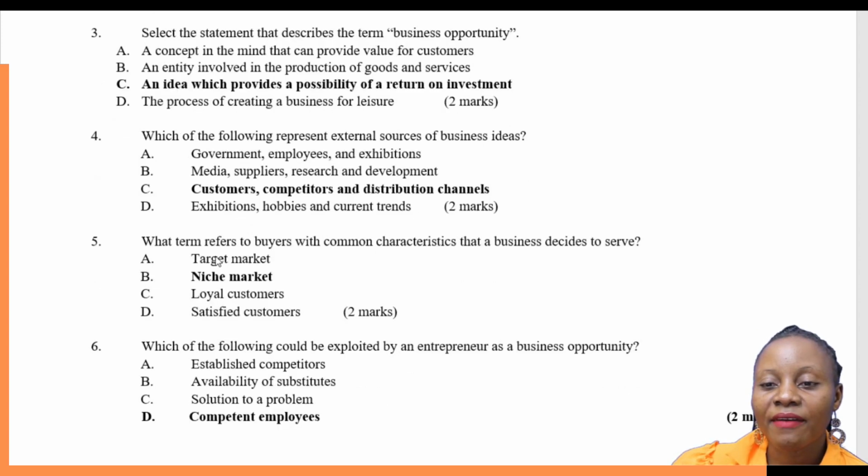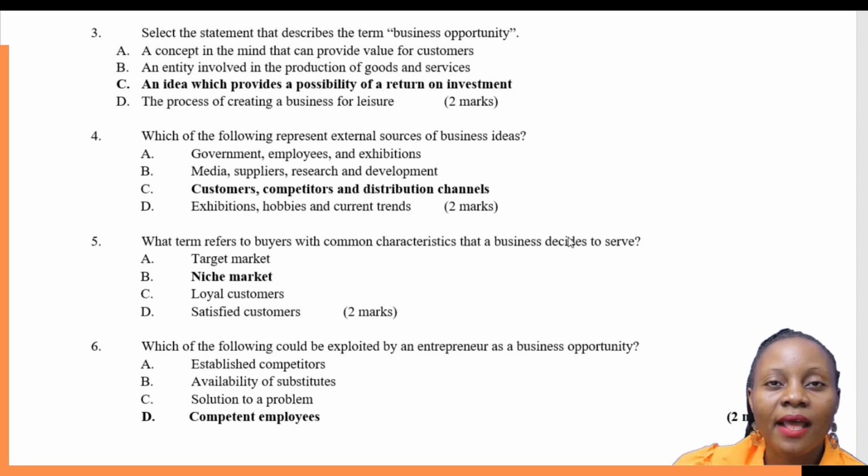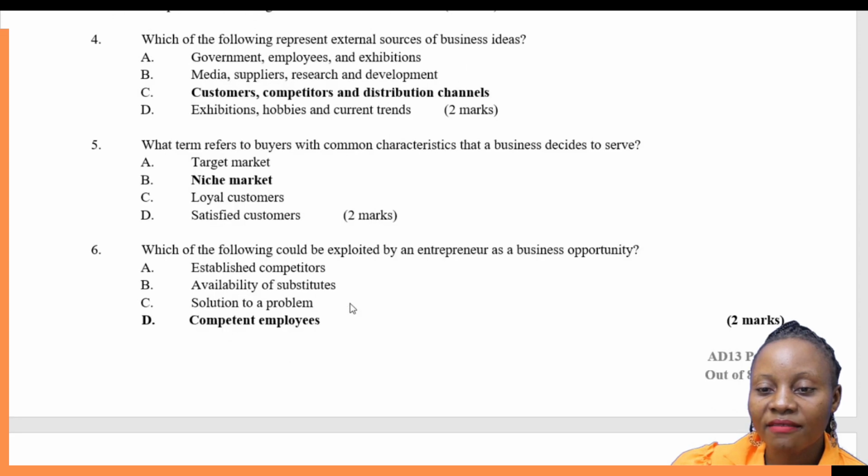And then we have number 5, which term refers to buyers with common characteristics that a business decides to serve. It's a niche or niche market, depending on how you pronounce it. Those are the people with common characteristics that you would wish to serve. You give them products and services based on their characteristics. So that is letter B. It becomes our answer.